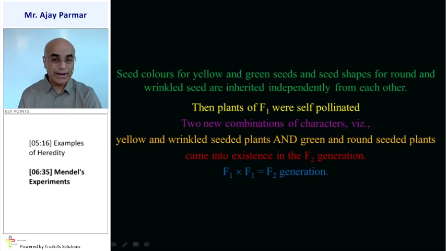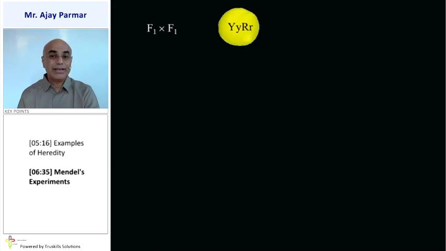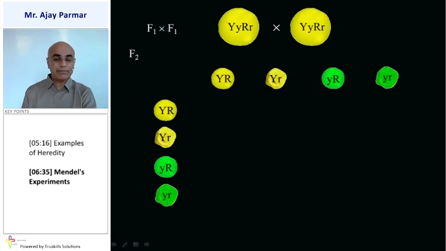So F1 crossed with F1 gives rise to the F2 generation. Let us try to understand: when the F1 generation is crossbred with another plant, or self-pollinated, then what do we obtain? The F2 generation. And that F2 generation will have different combinations: yellow round seed, yellow wrinkled seed, green round seed and green wrinkled seed. Now, what type of plants do we obtain?